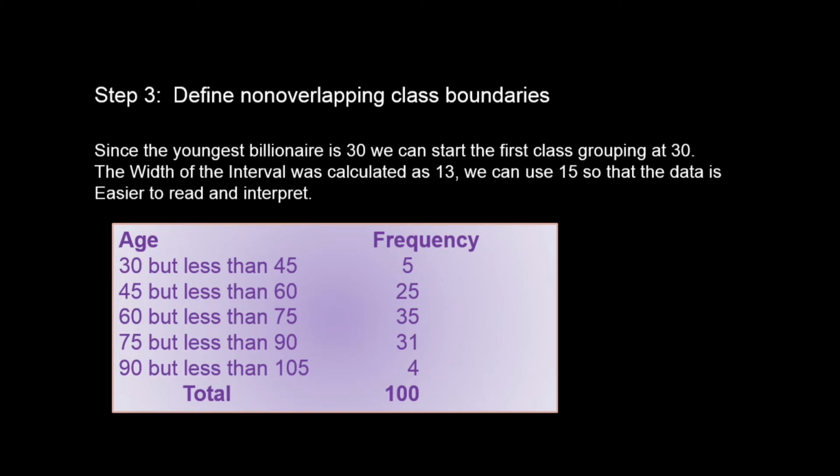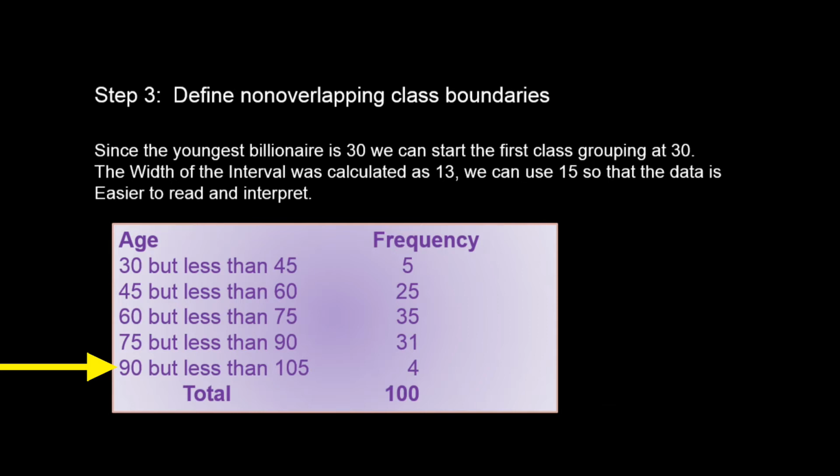The next class grouping would be 45, but less than 60. Okay, 45 plus 15 is 60. 60 plus 15 is 75, so the next class grouping would be 60, but less than 75. 75 plus 15 is 90, so 75 but less than 90, and then we have 90 but less than 105.